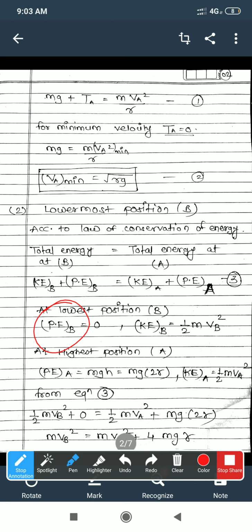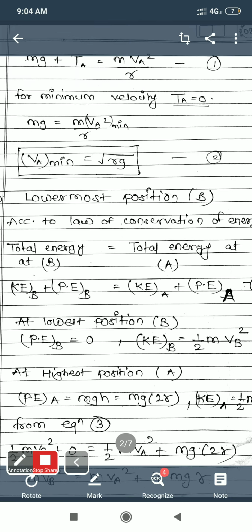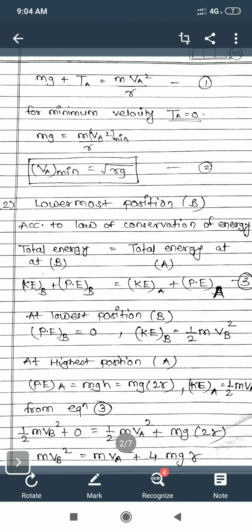So kinetic energy will be half mv square. Same formula, only instead of velocity we will just give the suffix name, that is VA, VB, etc. At the highest point, that is A, if you consider the formula that potential energy is equal to mgh, the formula will become mg into 2r. How? Height is taken 2r at point A. This point is important here.